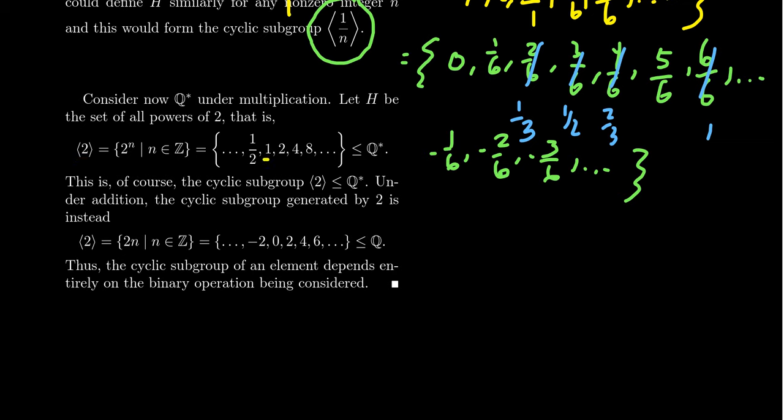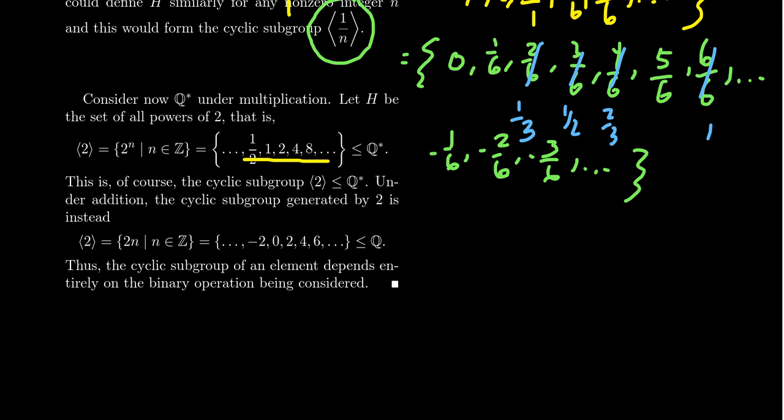You're going to get 1, 2, 4, 8, 16, 32, 64, 128, 256, 512. You keep on going until you get to 2048 and then you win. But you also take the reciprocals, that is, the inverses of these things. The multiplicative inverse of 2 would be 1/2. We'd also get 1/4, 1/8, 1/16, 1/32. You get the idea. So the cyclic subgroup generated by 2 in Q star gives you these powers of 2.